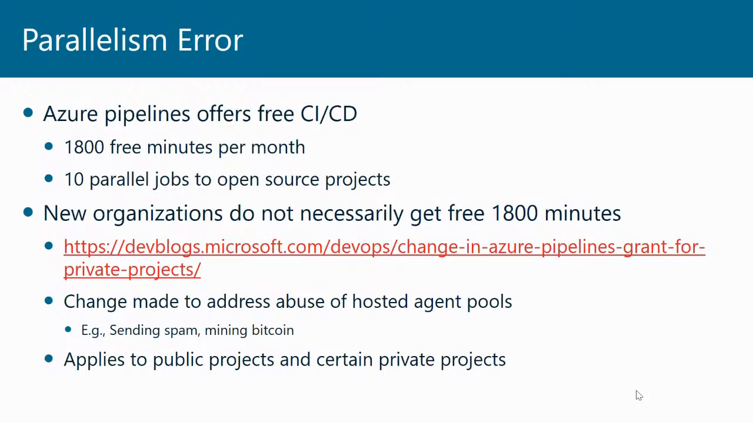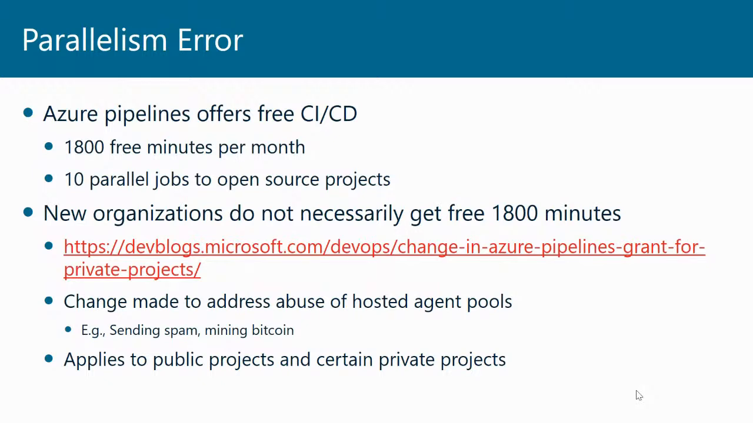Azure Pipelines offers free CI/CD, 1,800 free minutes per month, 10 parallel jobs to open source projects. However, if you're new to this, a new organization does not necessarily get 1,800 free minutes. There's a blog post that I linked about it. This change was made because people started to abuse this. For example, they were doing things like sending spam or mining Bitcoins using this automated mechanism.